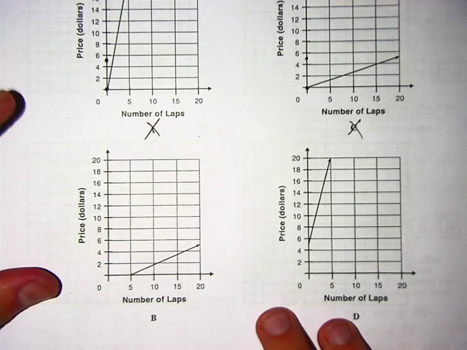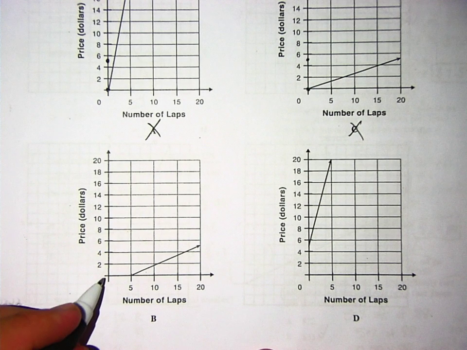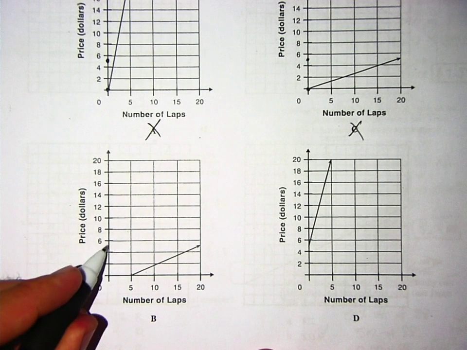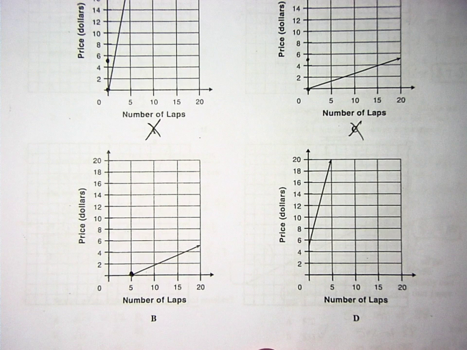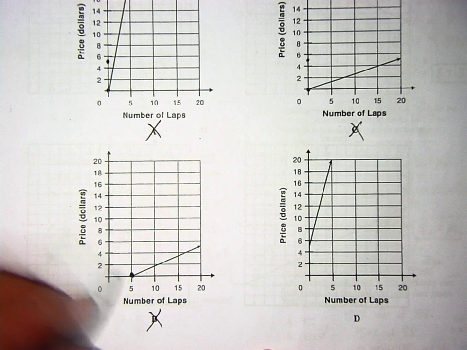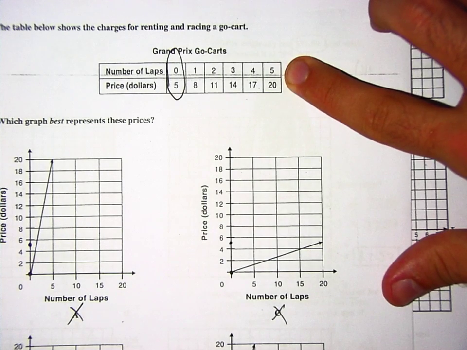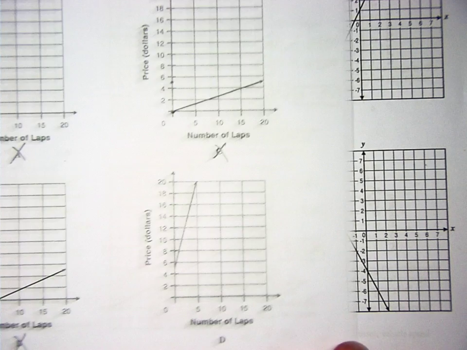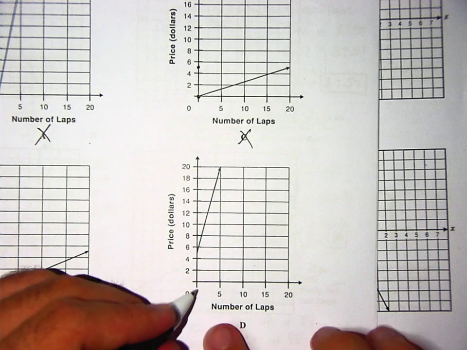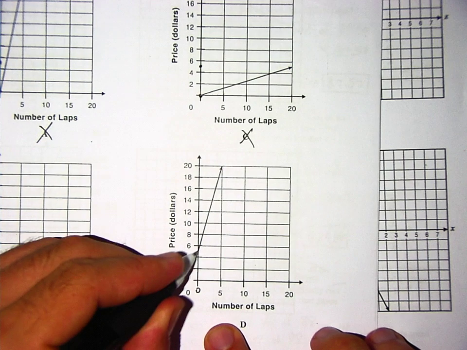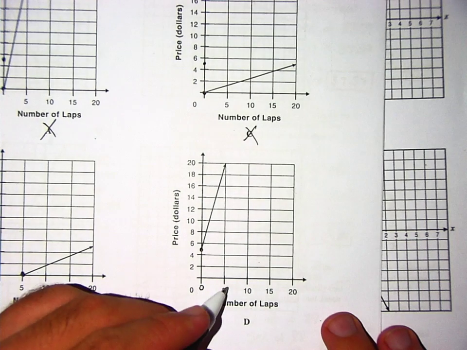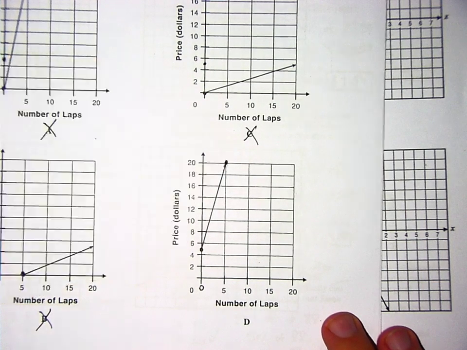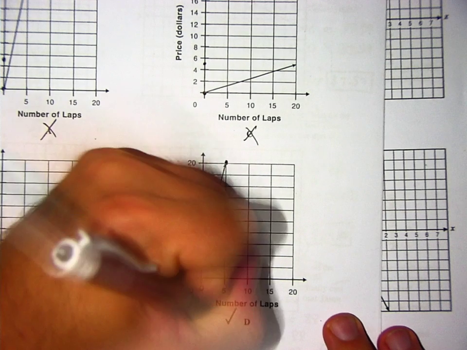Next, going to option B. This is not saying that 0 laps cost $5. This is actually saying that 5 laps cost $0. So this graph has it backwards. And I know I can cross out B because 5 laps does not cost $0. 5 laps should cost about $20. Last graph, the only one remaining, number of laps here is 0 laps. If I take 0 laps, it should cost $5. And if I take 5 laps, like we said, it should cost $20. And so the graph has to be option D.